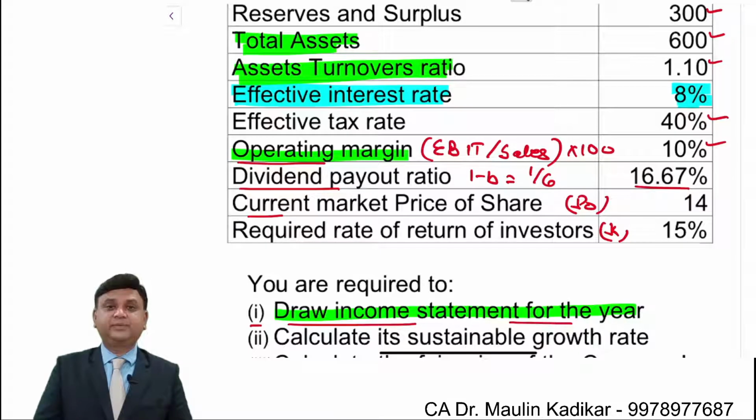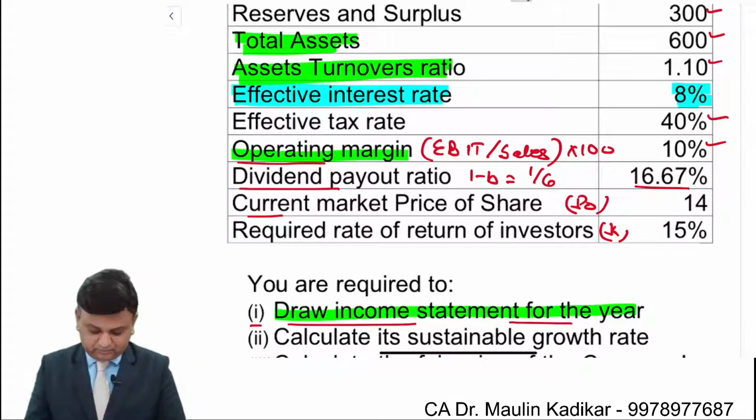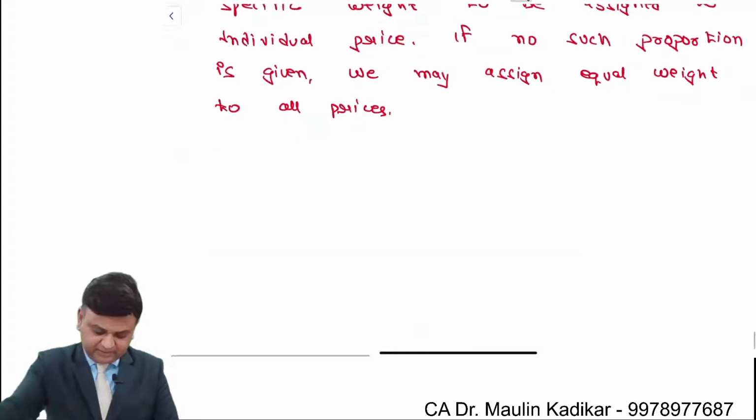Then for the purpose of interest calculation, information is given. We'll find EBT. Tax rate is given, EAT. No preference dividend, so earning after taxes itself is the earning available to equity shareholders. From that, a certain portion of the earning will be distributed in form of dividend, and the remaining will be the retained earning. That kind of small statement is required to be prepared. Please write down answer along with me.